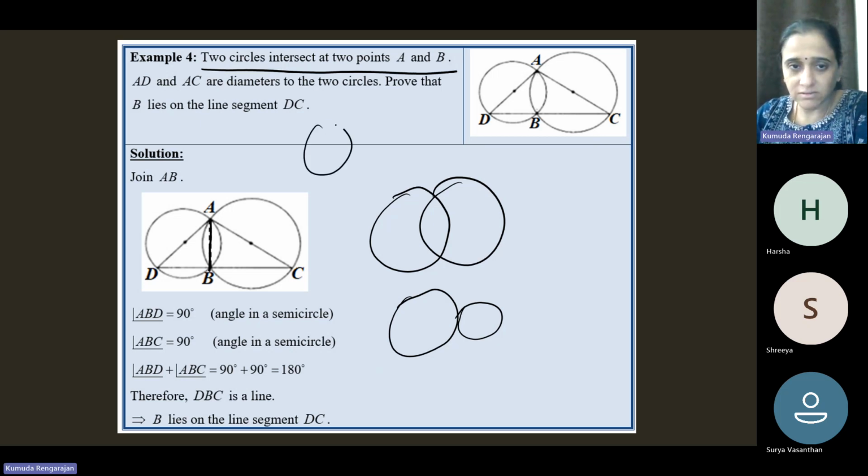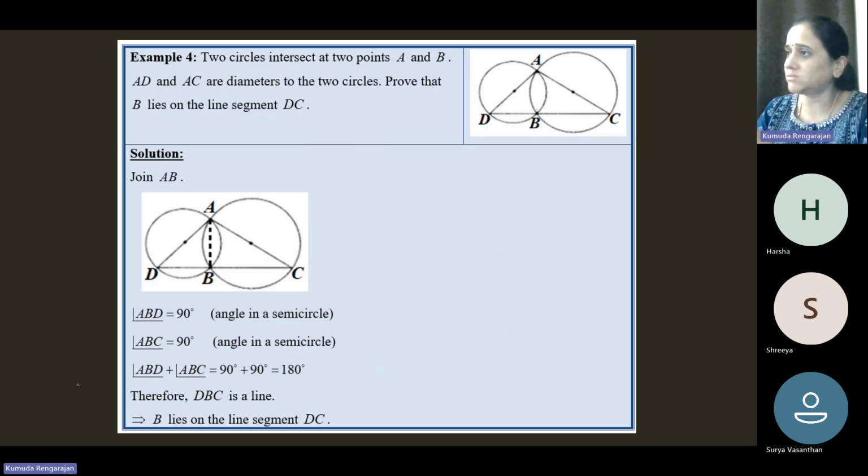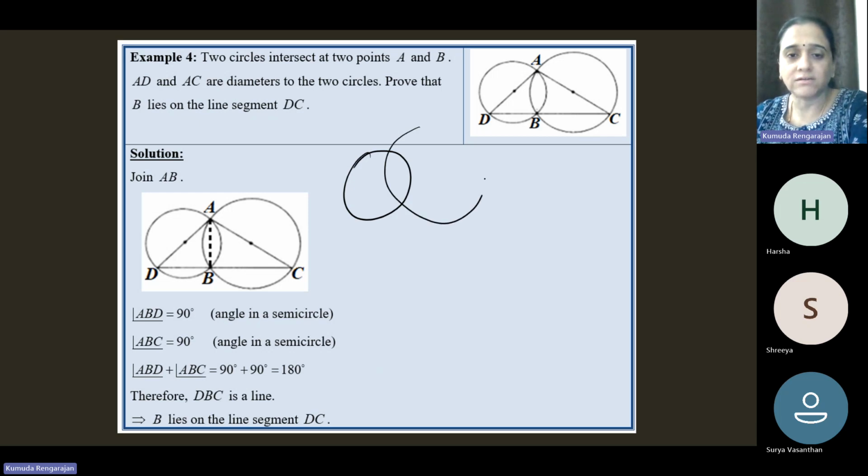Intersecting circles will be like this, one big and one small because they're not congruent circles. So the two circles must be of slightly different sizes. Two circles intersect at two points, A and B. AD and AC are the diameters of the two circles. Prove that B lies on the line segment DC.